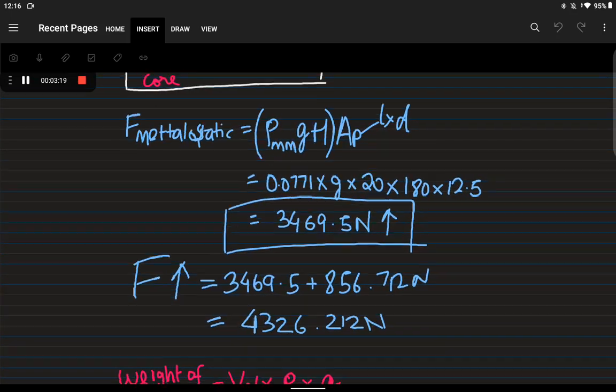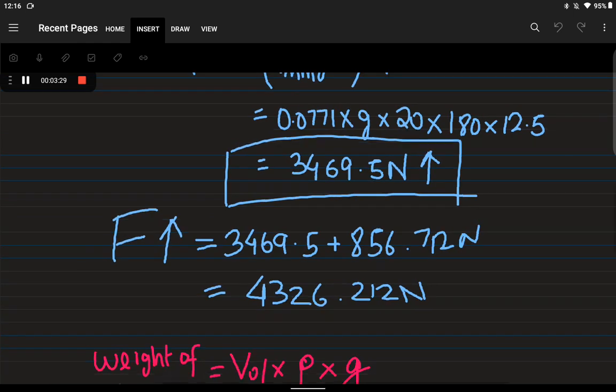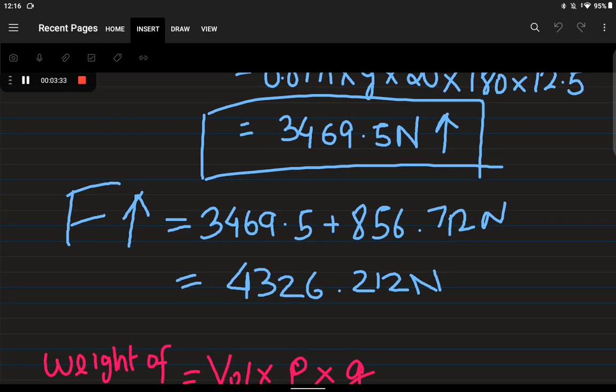So the net force acting in the upward direction is both; we add both the forces. Basically it is 3469.5 plus 856.712 Newton, that is 4326.212 Newton, acting in the upward direction.